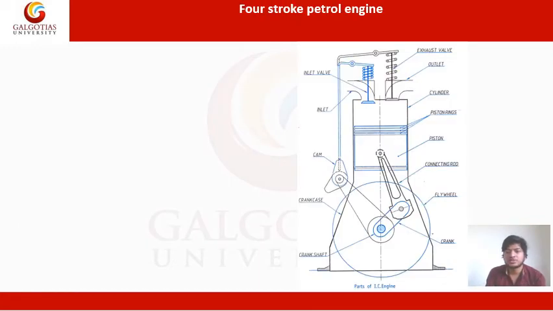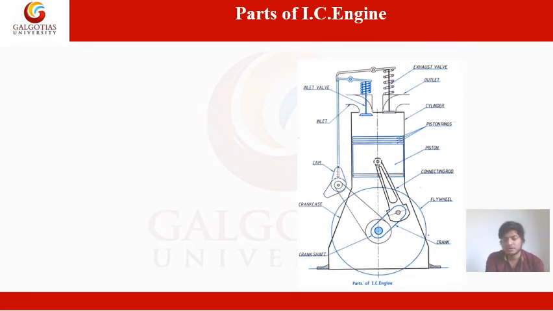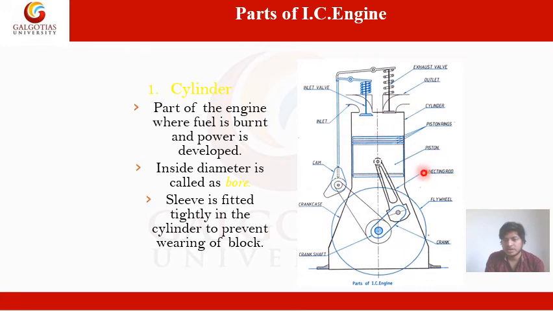These are the different parts of the IC engine. You can see the cylinder, piston rings, connecting rod, crank and crankshaft, valves, flywheel. Here in this diagram you can see the part of the engine cylinder, where fuel is burnt, the piston rings, cylinder, connecting rod. This is the piston pin connecting the piston to the connecting rod. This is the flywheel. This is the crankcase. This is the crankshaft. And here are the inlet valve and exhaust valve. This is the cam for regulating the inlet valve and exhaust valve. You can see how the cam is regulating both the inlet as well as the exhaust valve.